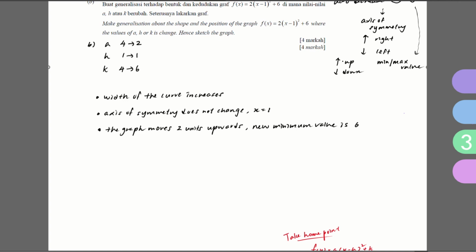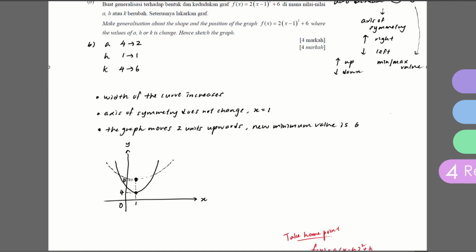Now we can draw the graph for the original equation first, and we draw the current equation using a dotted line. You can see that our curve becomes wider, and we change the minimum value from 4 to 6, but maintain the axis of symmetry as x equals to 1. And with that, we have completed this question.